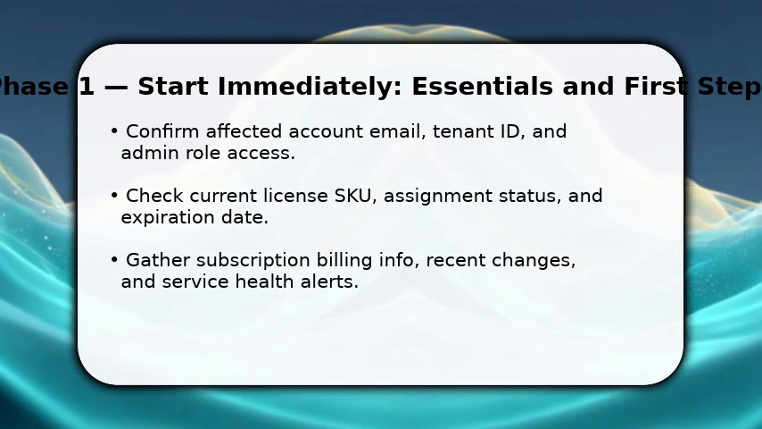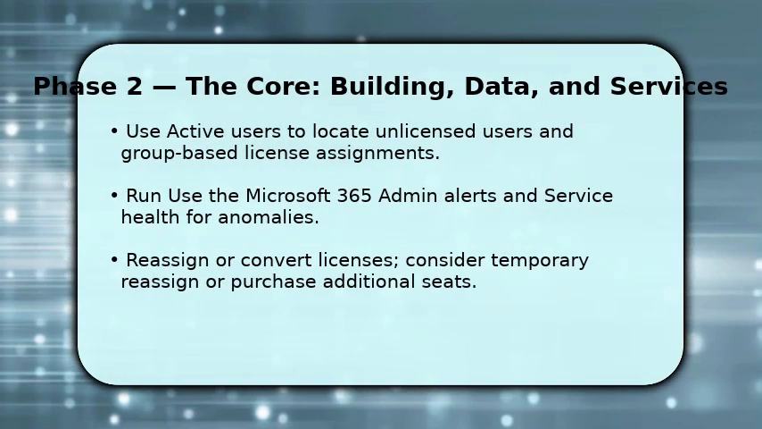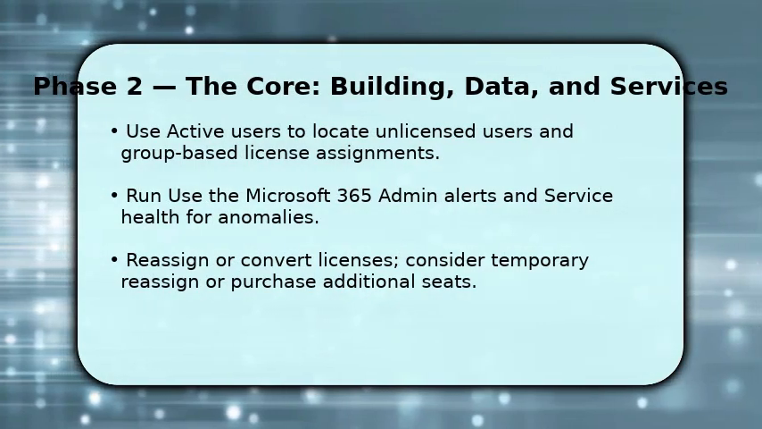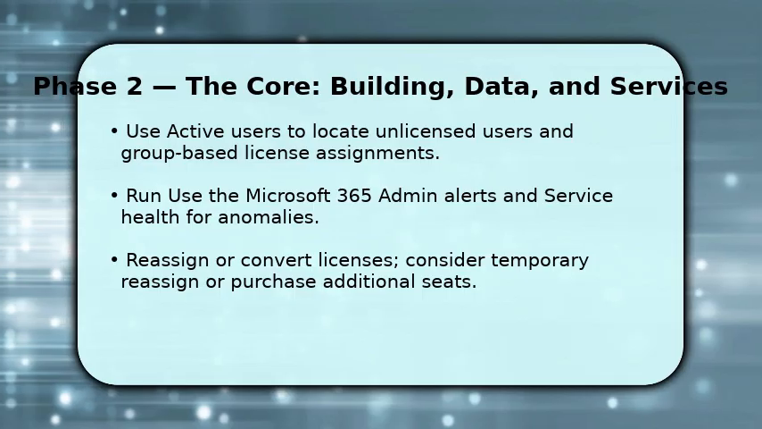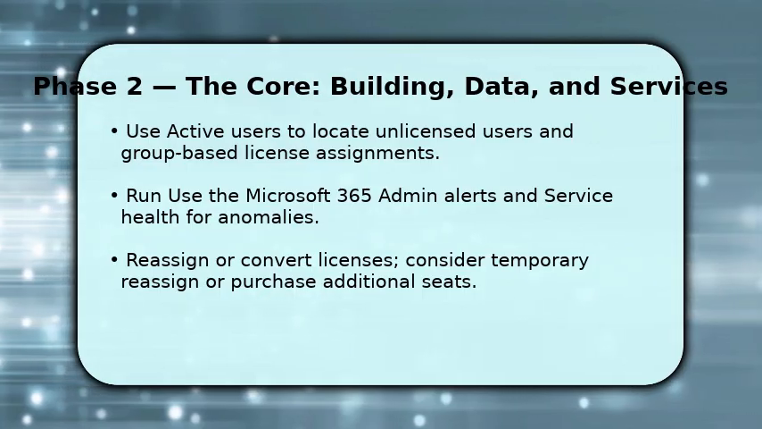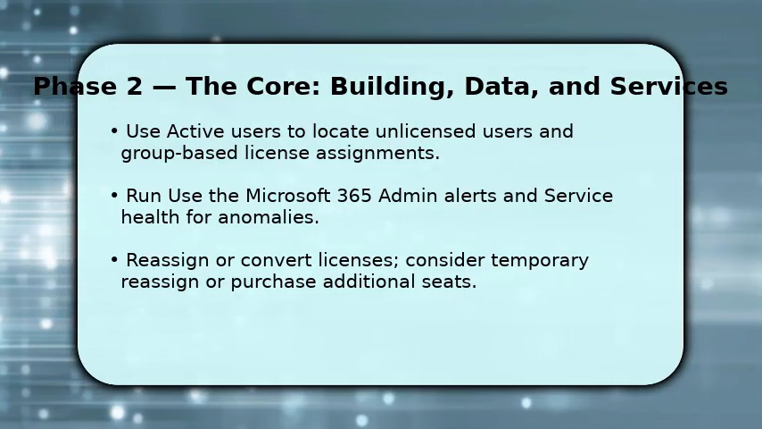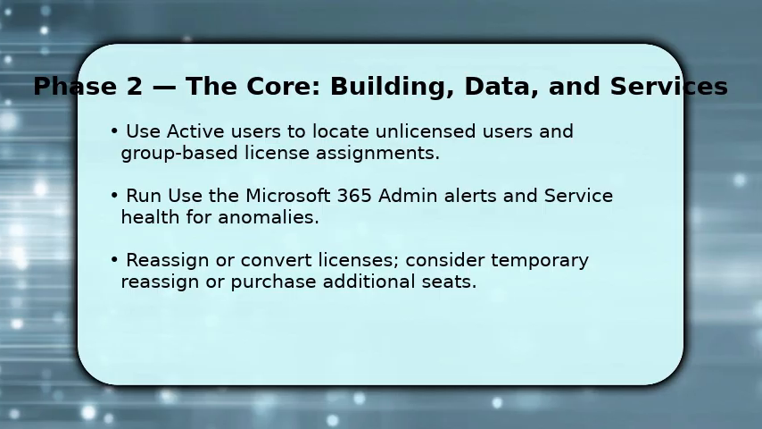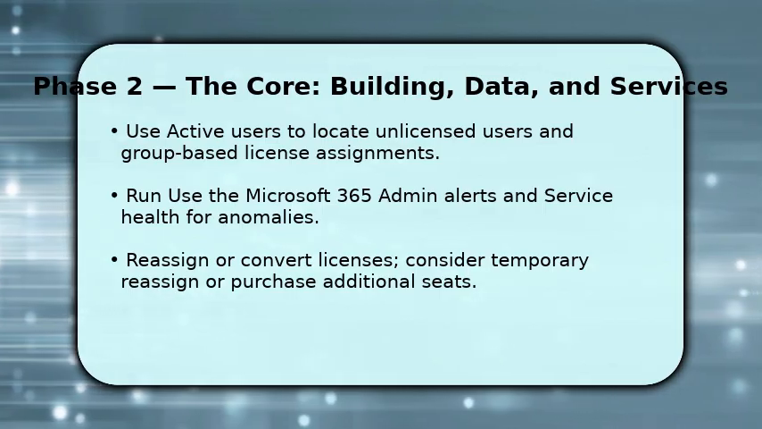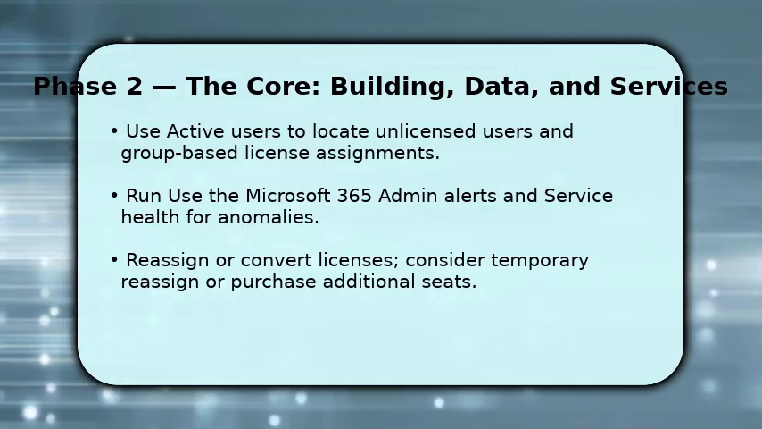Once done with the initial checks, inspect active users for unassigned or blocked accounts and check group-based licensing rules, because automated groups often block assignments. Run a license reconciliation. Filter by license SKU and export the list, then remove conflicting assignments and reassign the correct SKU manually for a test user.